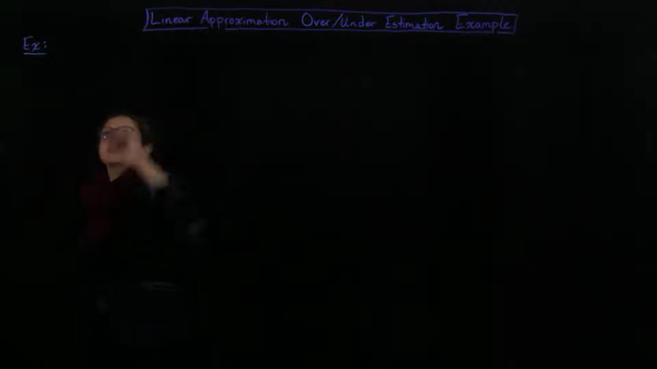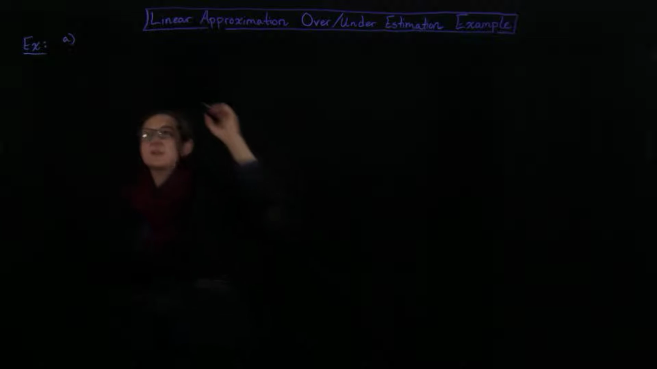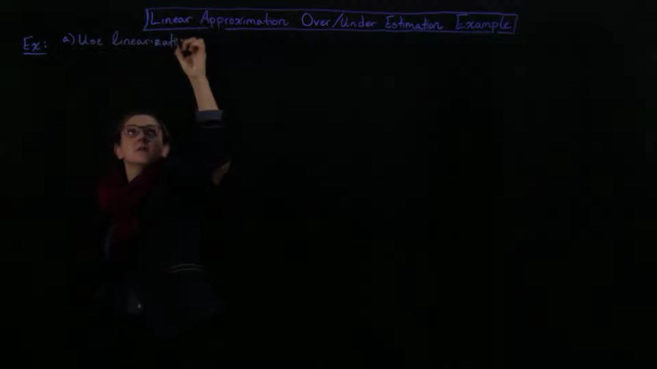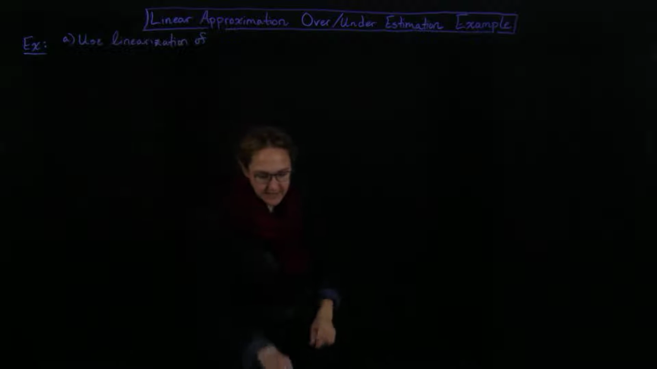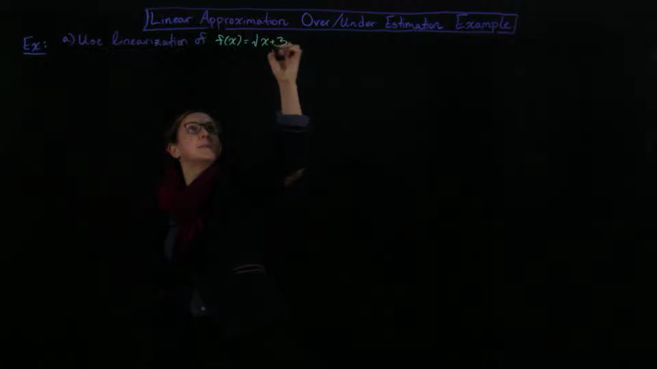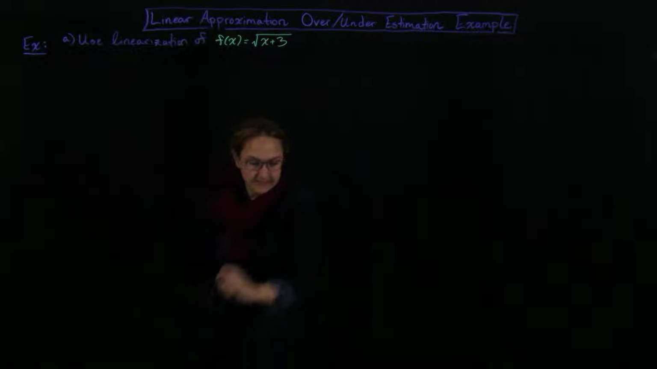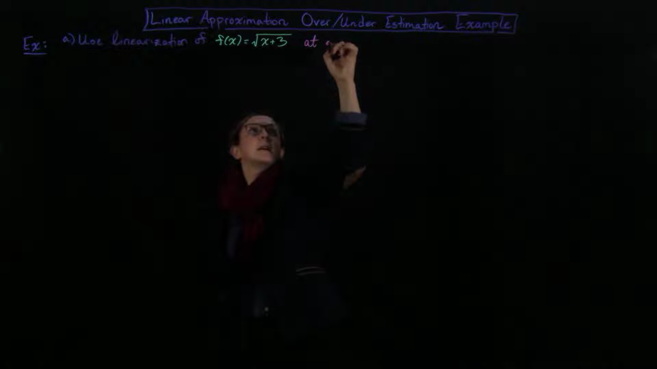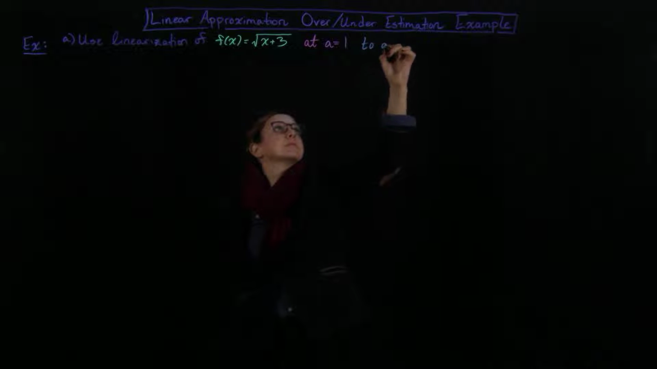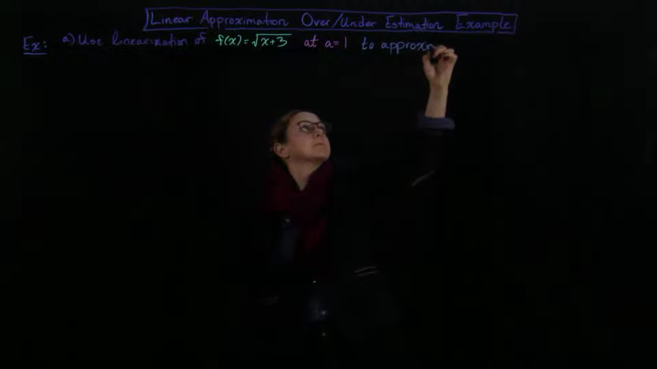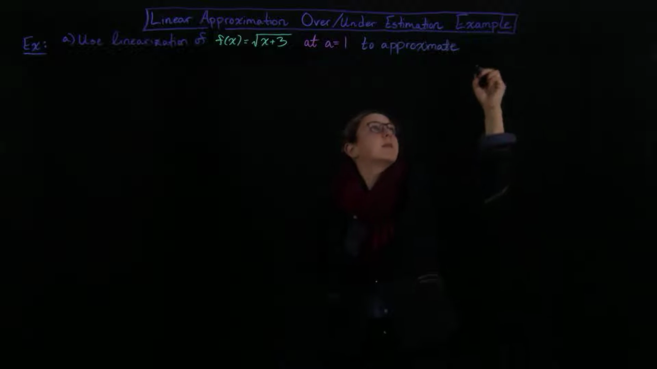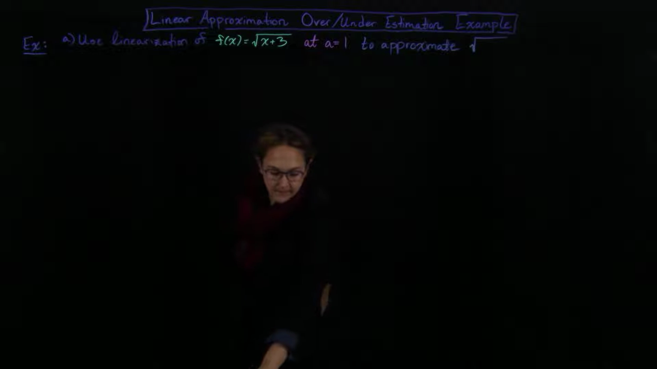Okay, so this is what we want to do. This has two parts. In the first part, I want to use the linearization of my function f of x equals the square root of x plus 3, and we're going to use it at a equals 1, and we want to use that to approximate the square root of 3.98.